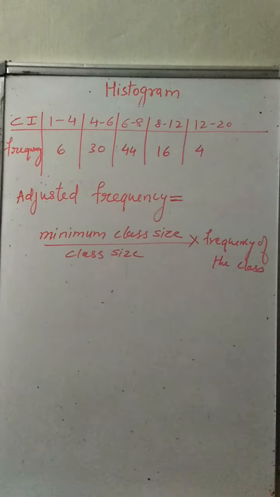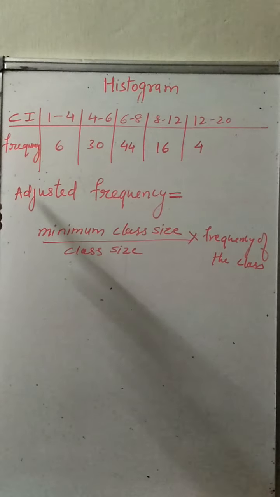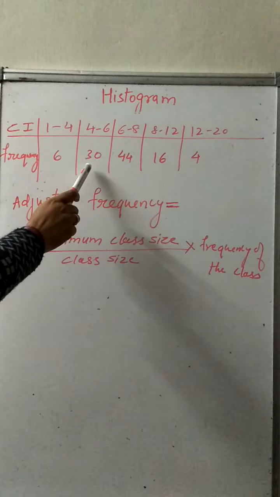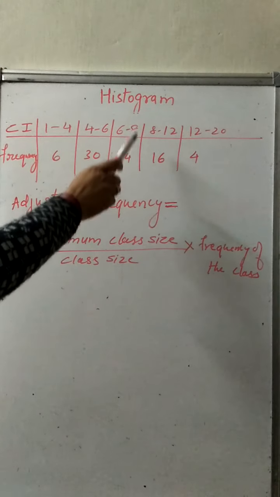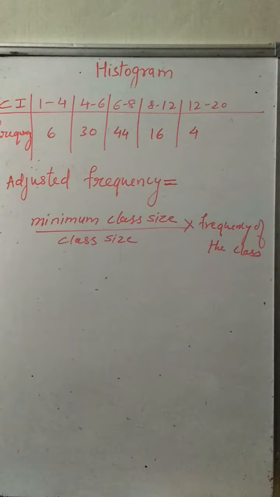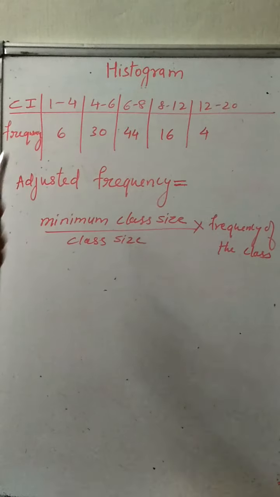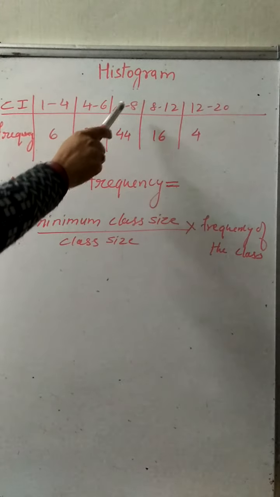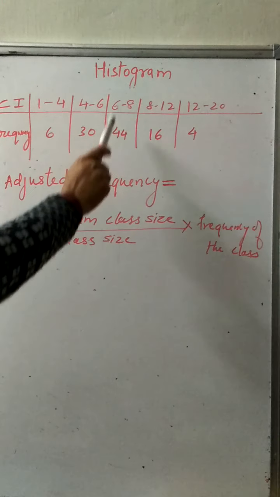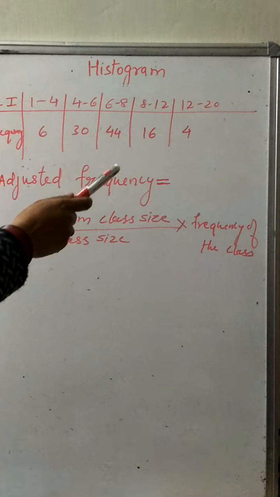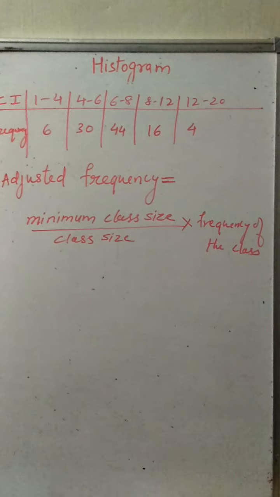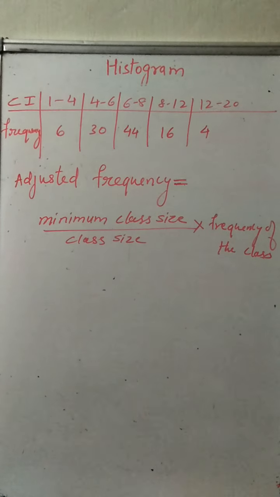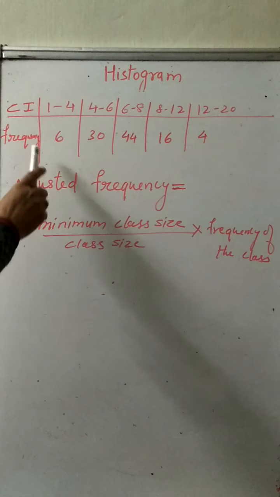Now next question: construct a histogram for the given data. Here you can see the class interval and frequency is given: from 1 to 4, 6; 4 to 6, frequency is 30; from 6 to 8, 44; 8 to 12, 16; and 12 to 20. Here we can see that the class intervals are not regular. See the difference: 4 minus 1, that is 3; 6 minus 4, 2; 8 minus 6, again 2; 12 minus 8, 4; and 20 minus 12, 8. So this difference is not regular or uniform. So in such cases we cannot draw the histogram directly. We have to adjust these frequencies.